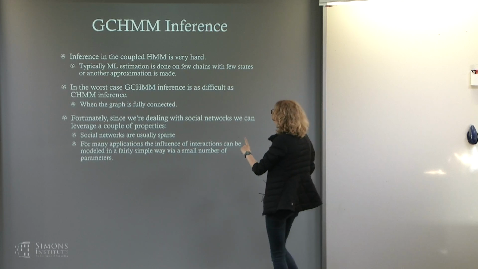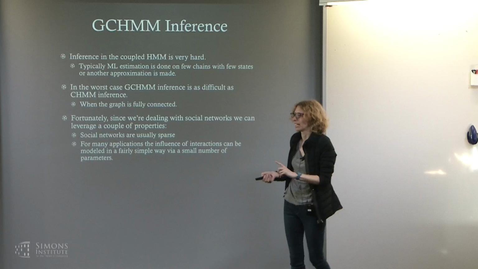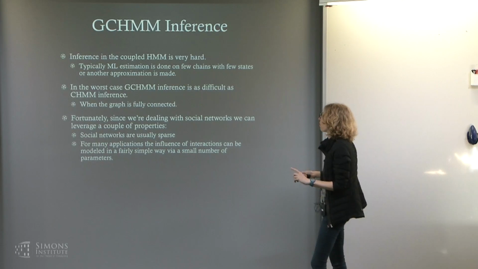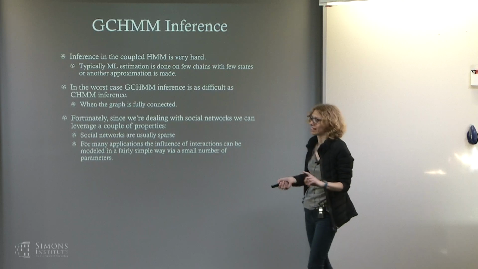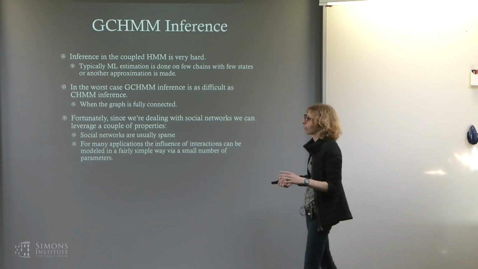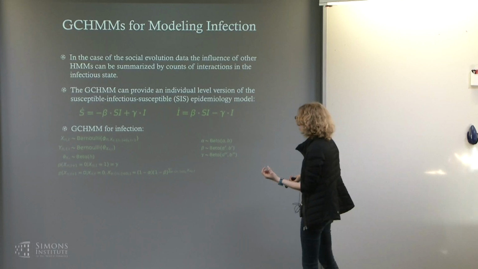Okay, so inference in this model can be very difficult. If it's fully connected, there's no good way of doing inference. So basically, we rely on the fact that this is actually very sparse. Your chance of meeting somebody else is very small. And also, we end up piping through a very small number of parameters.